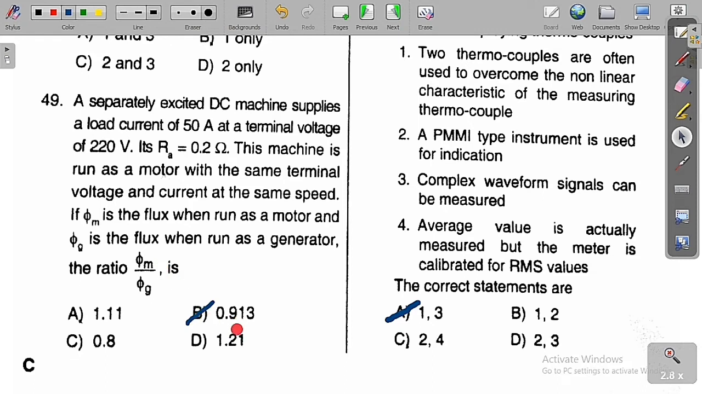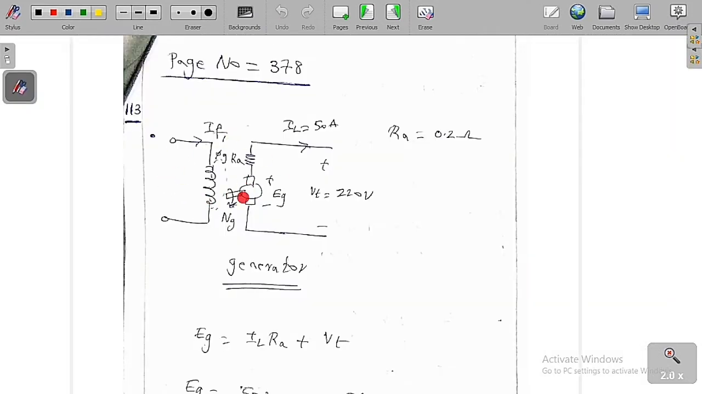It is option B, which is 0.913. That is the correct solution of this question. So let's solve this numerical. Let me first go for the generator part.